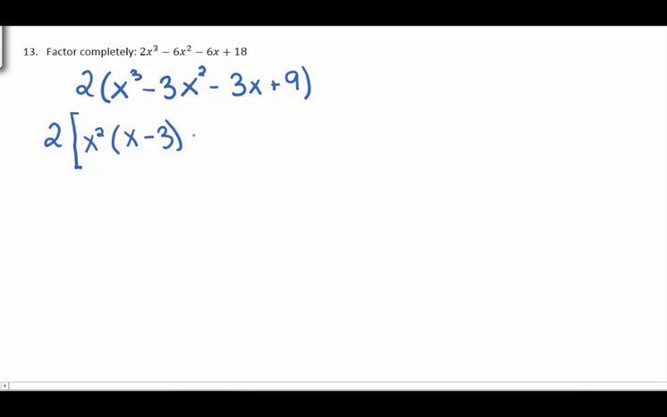The second 2, I'm going to pull out a negative 3. That leaves me with x, since I've removed a negative sign, minus 3. They now both have an x minus 3 in common, so I'll factor that out, and I'm left with x squared minus 3.